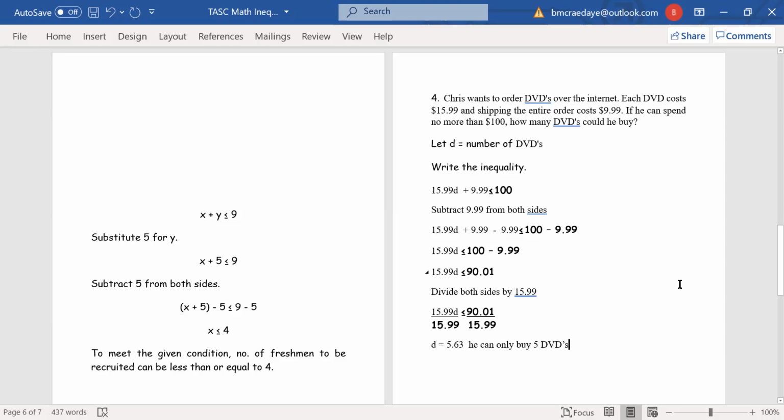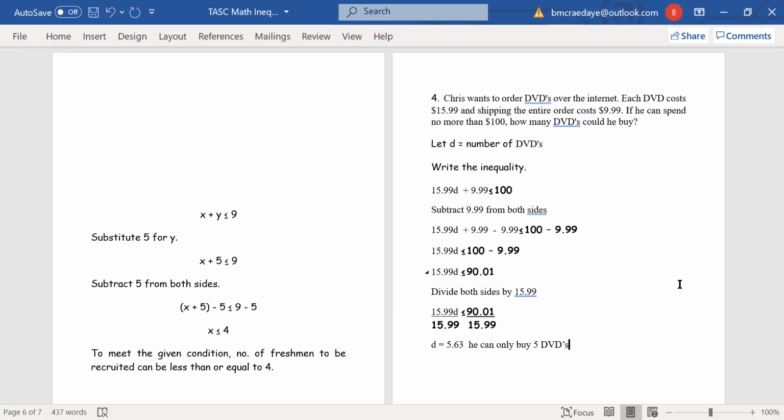But this was to practice setting up an inequality. You're absolutely right. If you're not limited by inequalities, this is a mental math problem. If you just said how many DVDs could he buy, and you weren't asked to set up an inequality, that would be the simplest way to do it. Just round these off, subtract, divide, come up with 5. We did it like this because we're practicing how to set up the inequality setups.